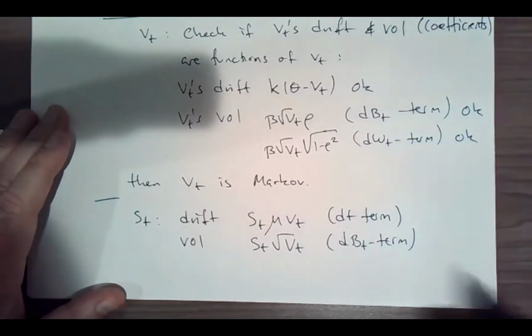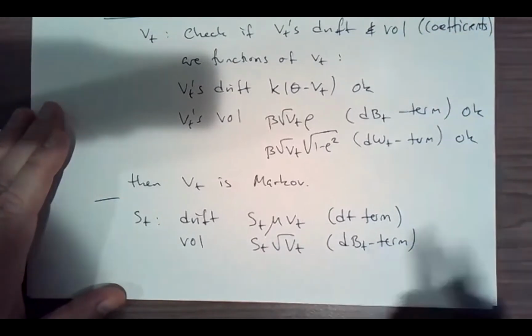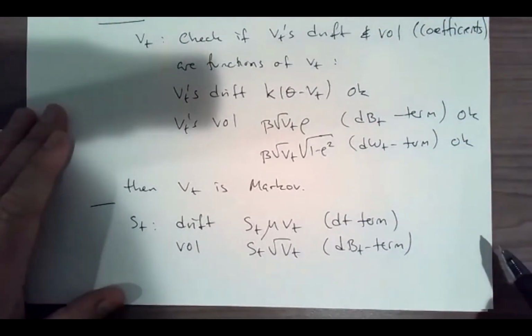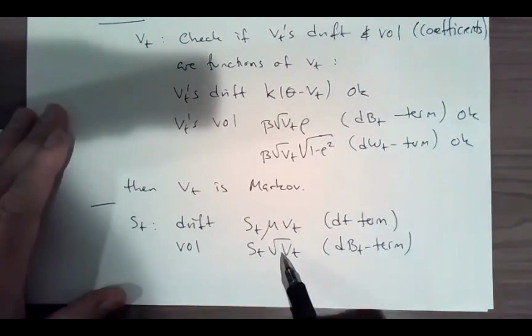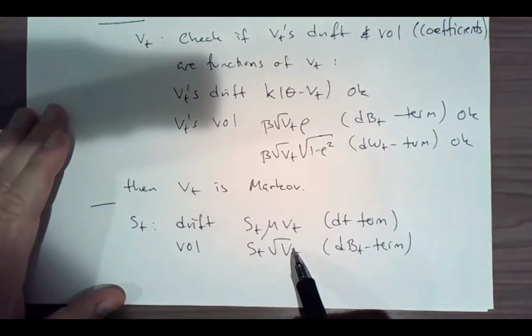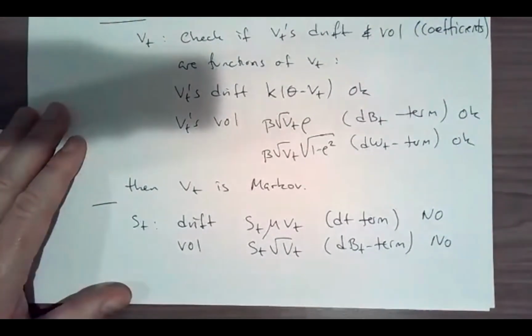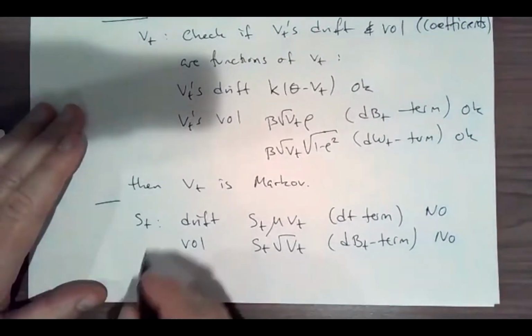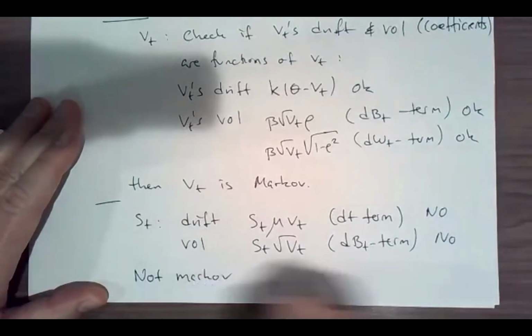What about that VT? Is that a different thing? That's the problem, right? Yeah. So that's a no, and this is a no. So this is not Markov.